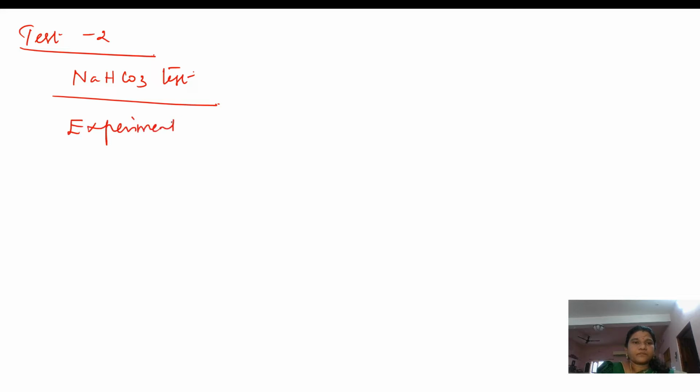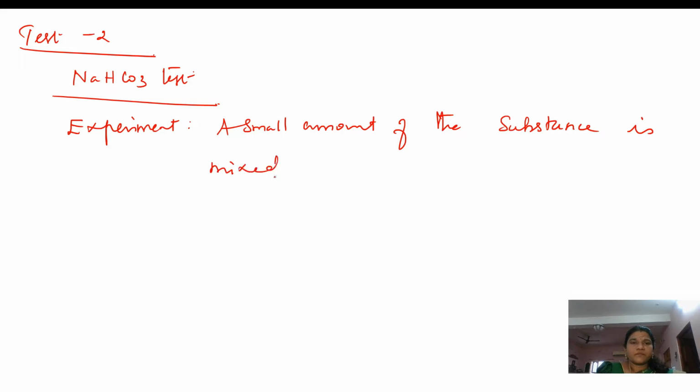Then test 2. Test 2 is the sodium bicarbonate test, in which, in the experimental part, a small amount of the substance is mixed with a saturated solution of sodium bicarbonate.